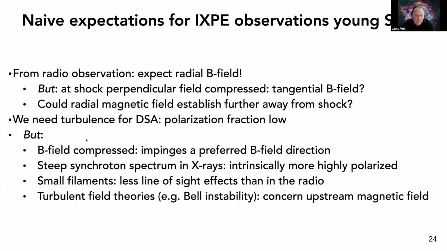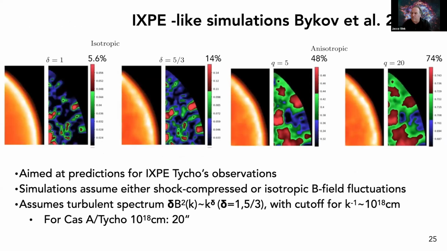A problem that we have in interpreting is, of course, that the predictions are mostly for a turbulent field upstream, say the Bell instability, whereas, of course, what we are always measuring is the downstream magnetic field properties. So this is some simulation done 5 years ago. It was targeted at Tycho supernova remnant. It is by Andrei Bykov. And what you see is that the predictions are basically all over the place depending on what you put in.